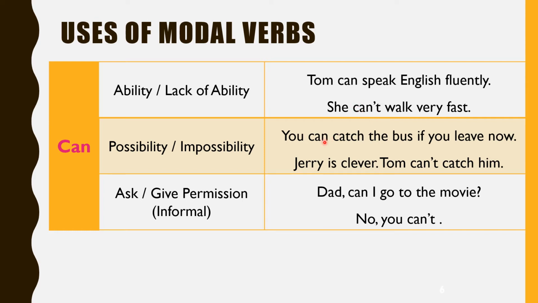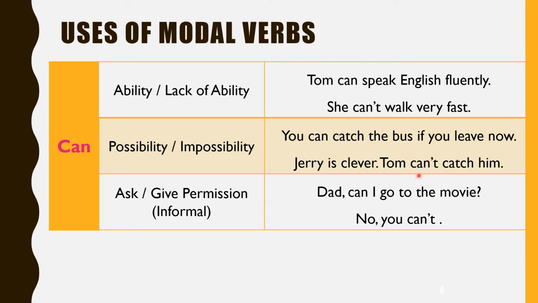The second category is to express possibility. So here we say you can catch the bus if you leave now. Suppose we have booked a bus and at the last minute, if we hurry up, there is a possibility we can catch the bus. Now this sentence is to express impossibility. Jerry is clever, Tom cannot catch him. Here we are talking about Tom and Jerry. Jerry, the mouse, is actually clever, so it is impossible for Tom to catch him. That is what is conveyed when we say Tom cannot catch him, to express the impossibility.